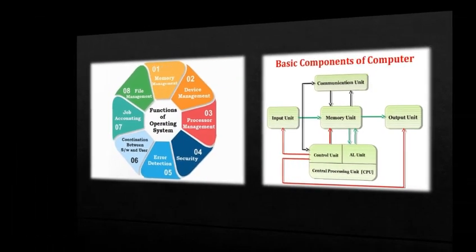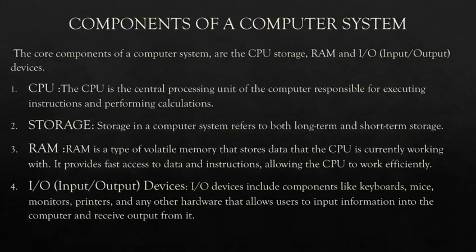Now, let us discuss about components of a computer system. There are four core components of a computer system. They are CPU, storage, RAM, and I/O devices. CPU is nothing but the central processing unit, and it is responsible for executing instructions and performing calculations. It interprets and carries out program instructions.